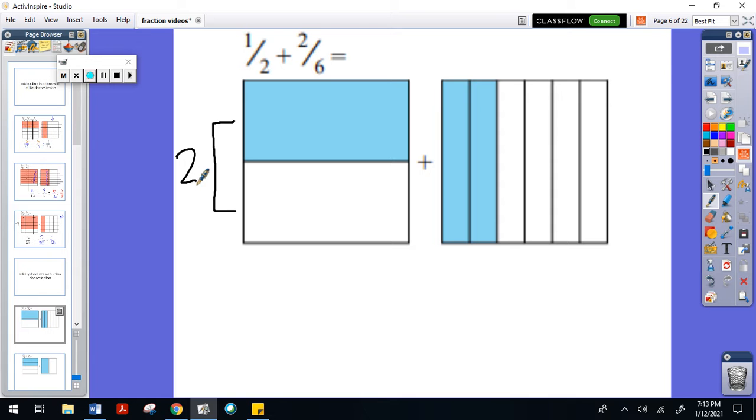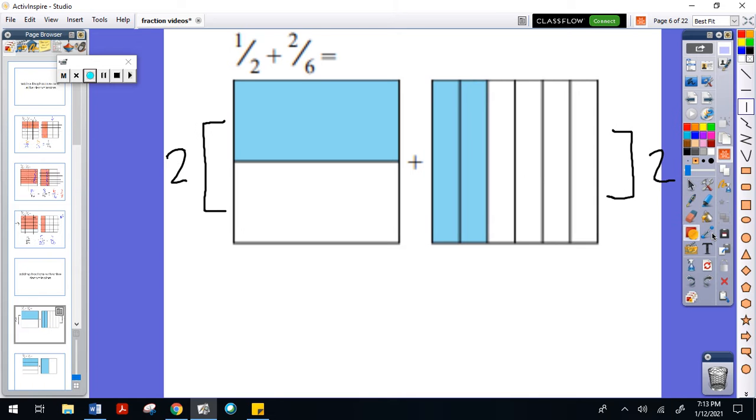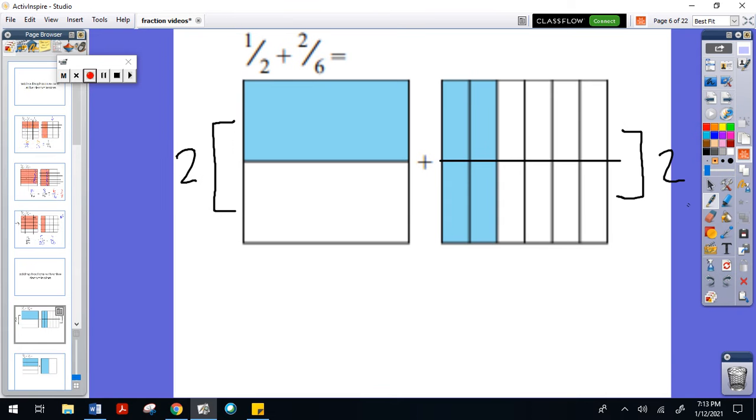So I want to mirror that on this one. I'm going to mirror that by drawing a line that partitions this one into halves. Then I'm going to look at my columns. And when I look at my columns, I know that I have 6 columns going across. So I need to mirror that over here to have 6 columns.